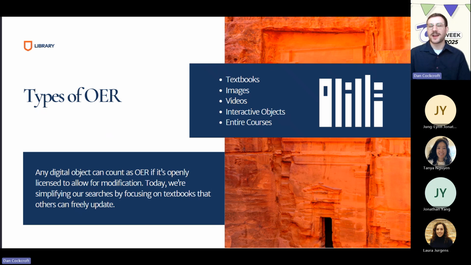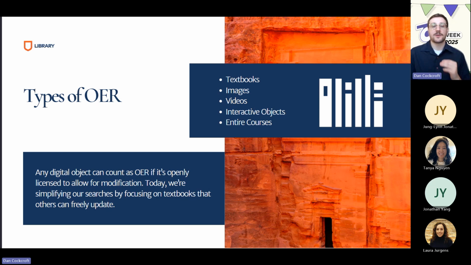Now, what are OER exactly? I always talk about them as textbooks because I mostly work with textbooks, but OER can be all kinds of things. They could be images. If you want to openly license an image you create or a picture you take, you can do that. Those can be videos, interactive objects, even entire courses can be openly licensed. Any digital object can count as OER if it's openly licensed to allow for modification. That's the key part, the modification.